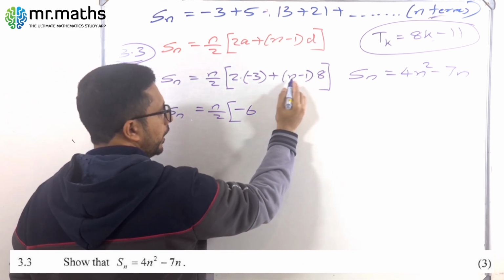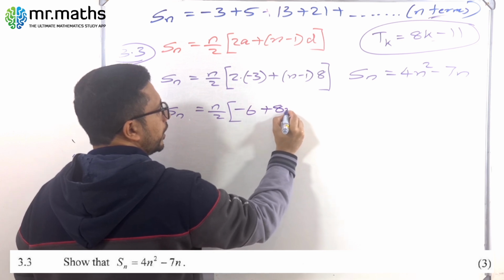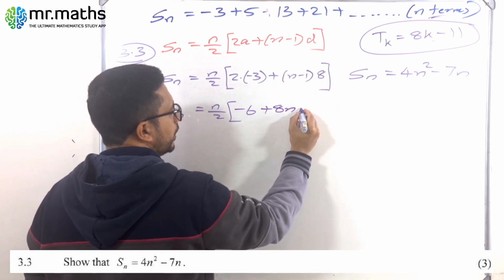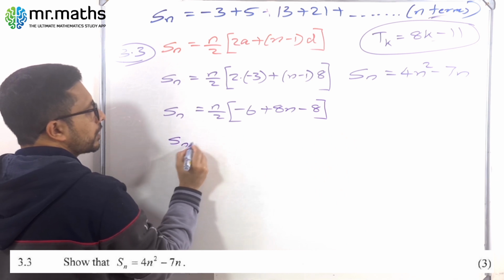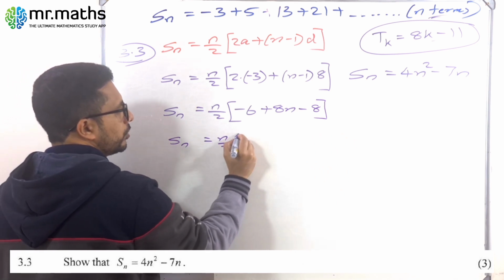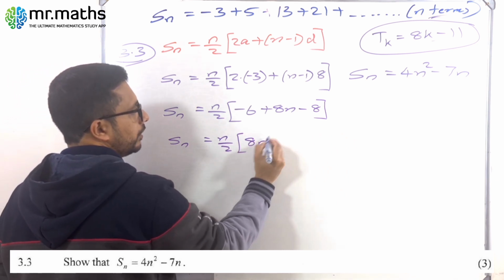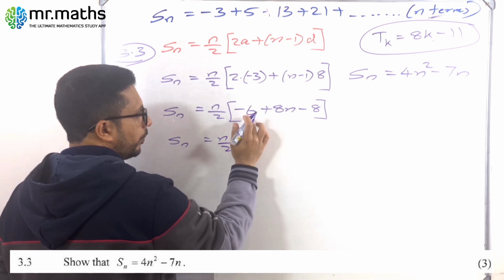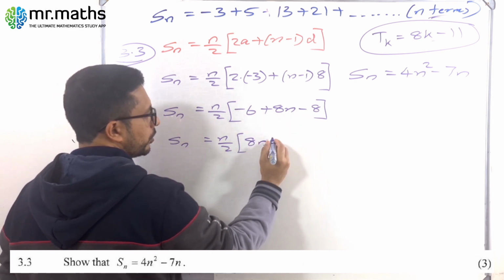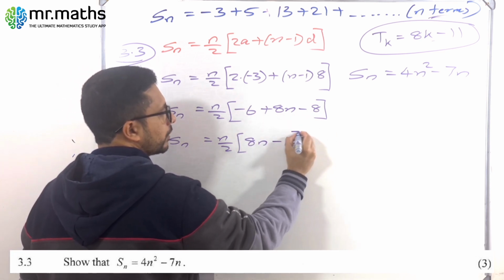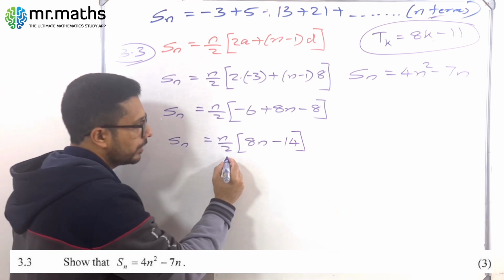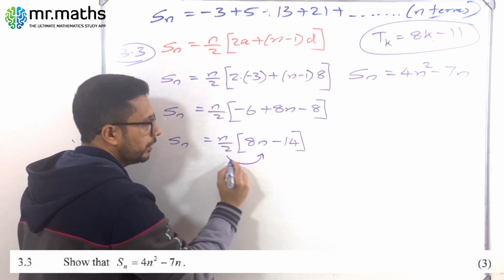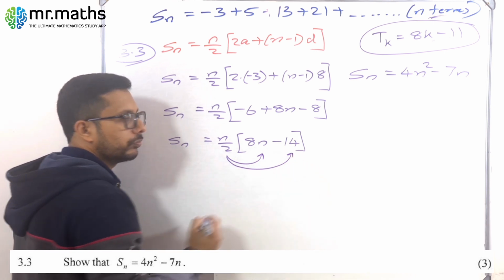So here Sn is equal to n over 2 into 2 times minus 3, minus 6. Expand the bracket: 8 into n is 8n, 8 into minus 1 is minus 8. So Sn is equal to n over 2 into 8n, minus 6 minus 8, so it is minus 14. Now we have to expand the bracket like this: n over 2 into 8n, n over 2 into 14.